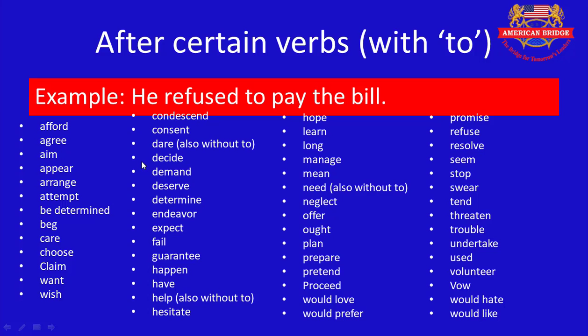Like "agree to," not "agree doing something," "agree to do something." Okay, to do something. "Arrange to." Okay, "care," "choose," "claim." Like "want to stay home," not "want staying home." You're gonna say "want to stay home," not "want staying home," right? So these verbs we use with the to infinitive, not the bare infinitive, everyone.